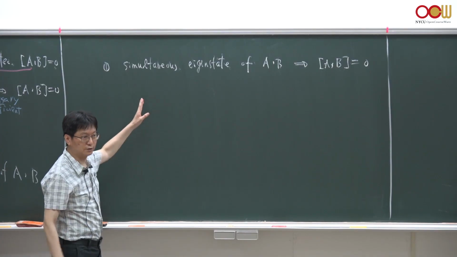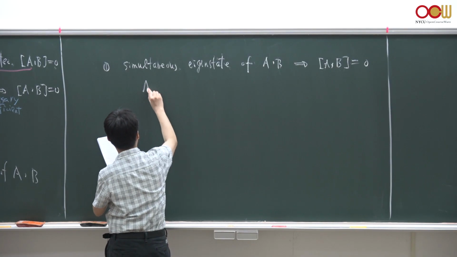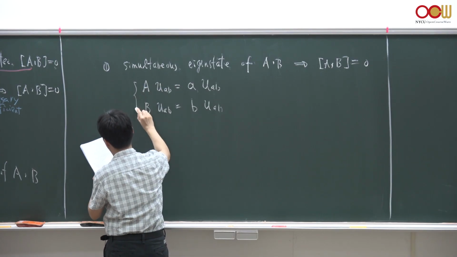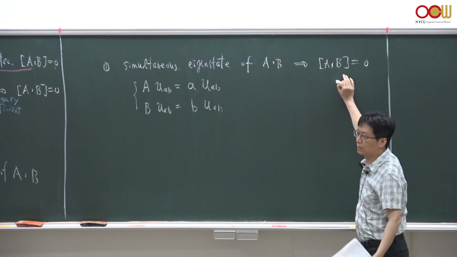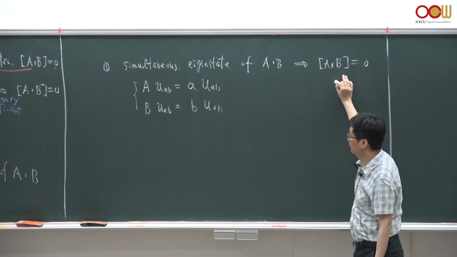Okay, so let's prove this. It's very easy, just one line. Because I mentioned, let's just write the definition of a simultaneous eigenstate. So again, to show this commutation relation, you must perform two measurements of the different order, AB and BA.